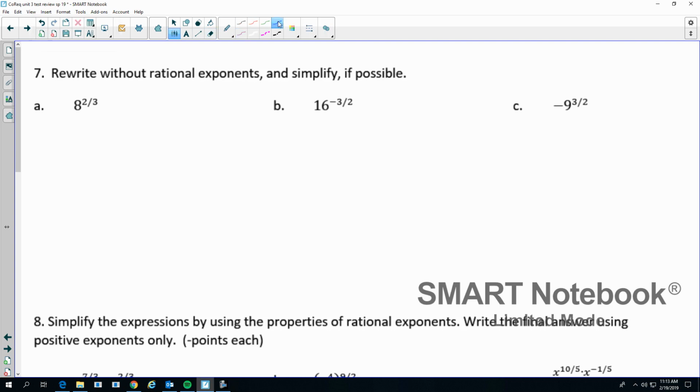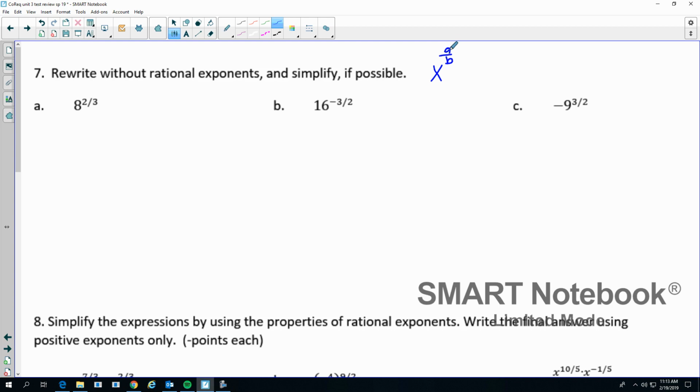All right, so we're starting our second page of the review. What we're going to do is rewrite without rational exponents and simplify if possible. So let's just say you had something like x raised to the power of a over b, okay?